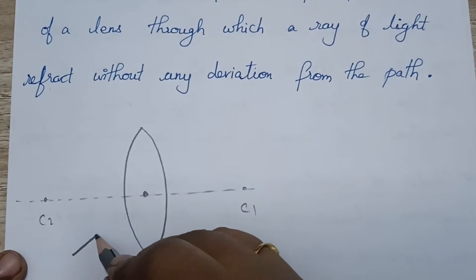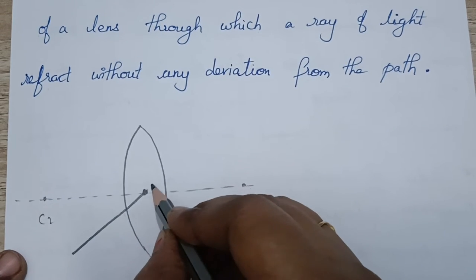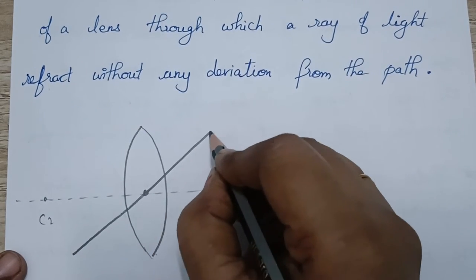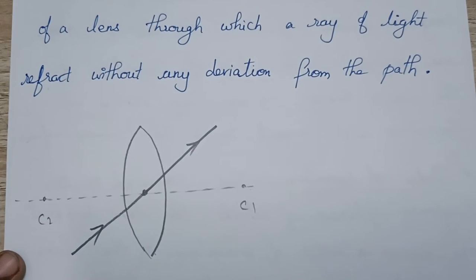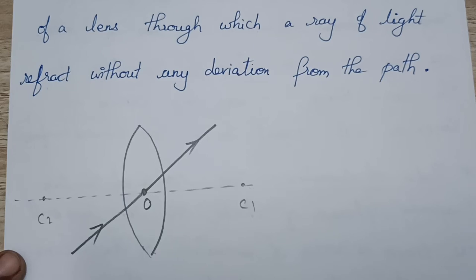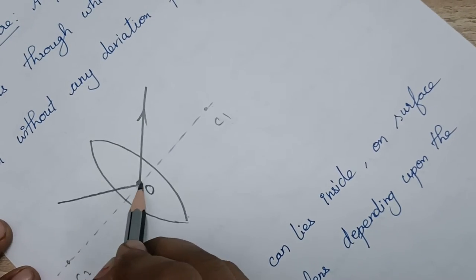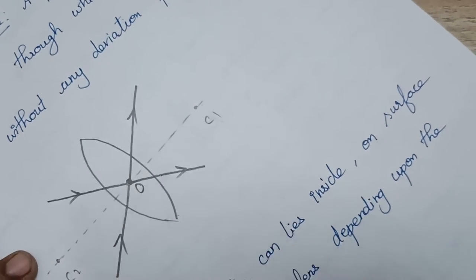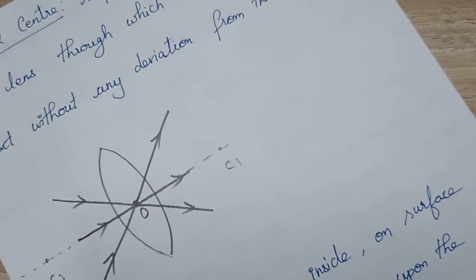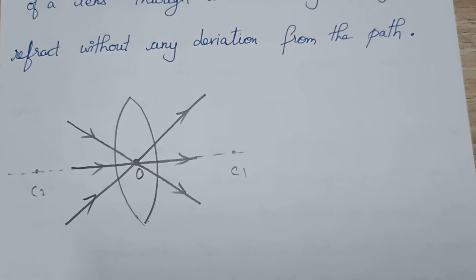For example, if a ray of light is passing through this optical center, then it will not bend. The light rays will not bend. Without any deviation, it will pass through this. The point on the principal axis where the light ray refracts without any deviation from the path is called the optical center. It is represented by O. Clear on this? For example, it may pass through this line without any deviation. Okay, it can go like this without any deviation. When it passes through the optical center, there will not be any deviation. There is no bending of the light there.